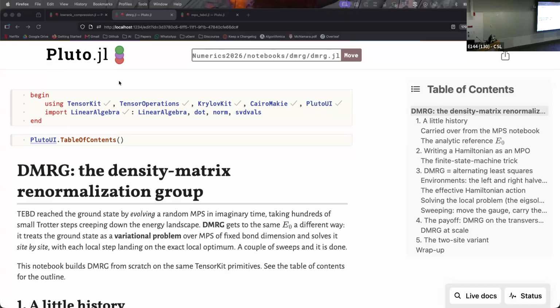And this follows from the fact that if you merge the two sides together, on the left-hand side, you have one virtual leg and one physical leg, and on the right-hand side, the same. So the maximal amount of singular values there is virtual dimension times physical dimension.